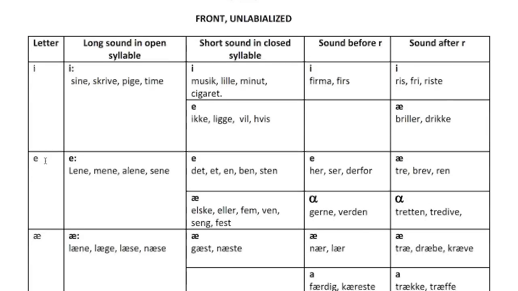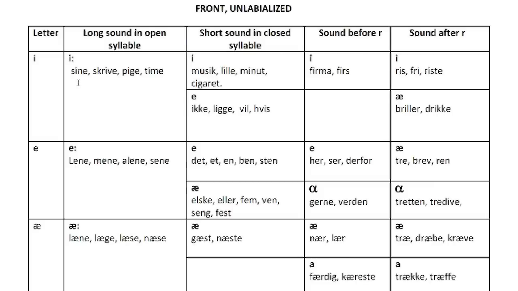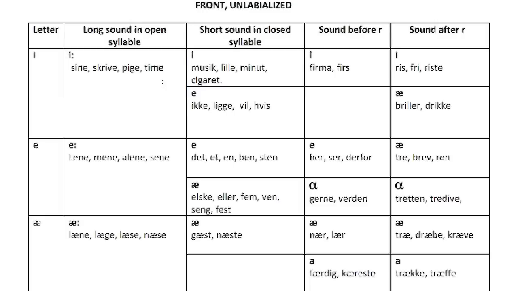Now we'll take different positions of these letters. So in an open syllable, when the syllable is not closed by another consonant, when this vowel is not closed by another consonant, this letter is pronounced as a long sound E. So let's try. Sine, skrive, pige, time. Now in the closed syllable they are pronounced as short variants. Musik, lille, minut, cigarette.